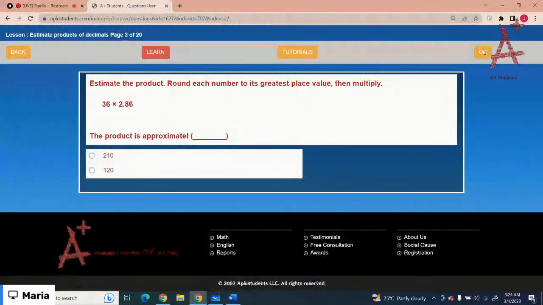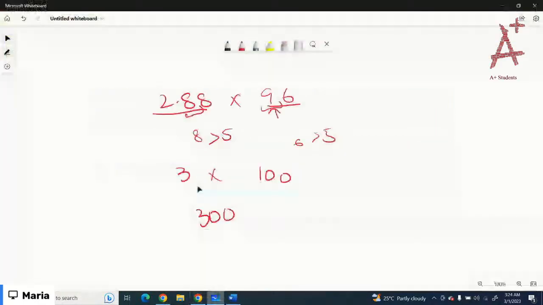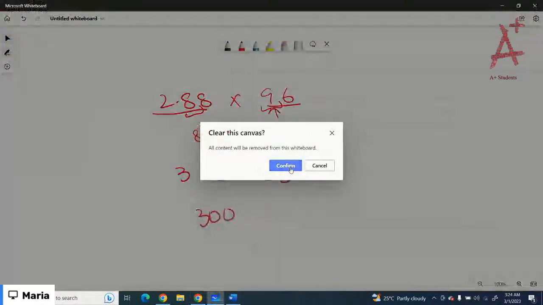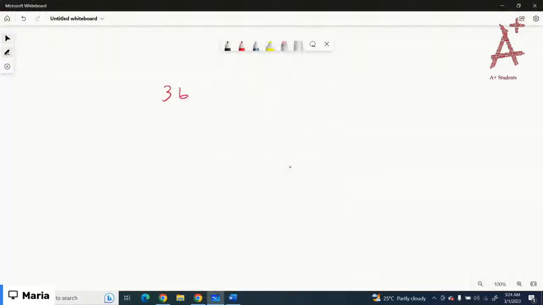Okay, the next one is 36 times 2.86. Okay, just look at the 36. 3 is at the highest place value. So the digit right next to 3 is 6. Compare this number to 5. 6 is greater than 5 or less than 5? 6 is greater than 5. That means you have to round up. Add 1 to the highest place value. 3 plus 1 is 4 and replace the other digits with 0.